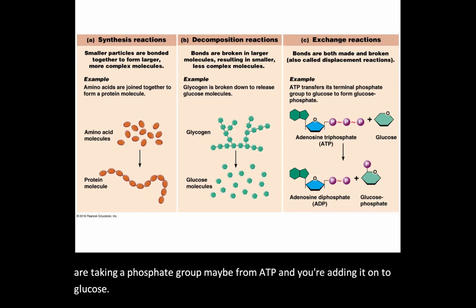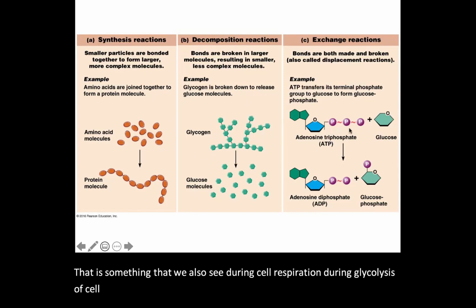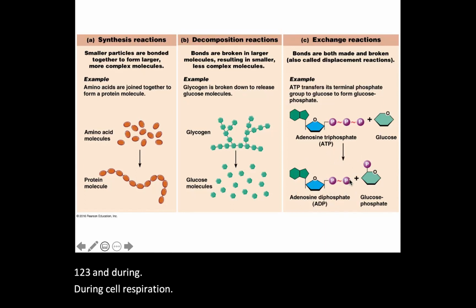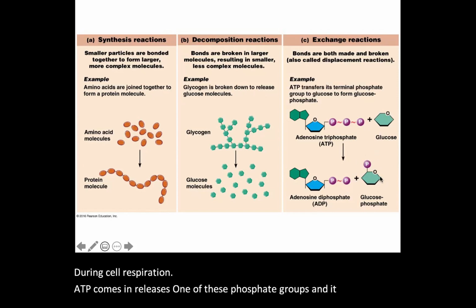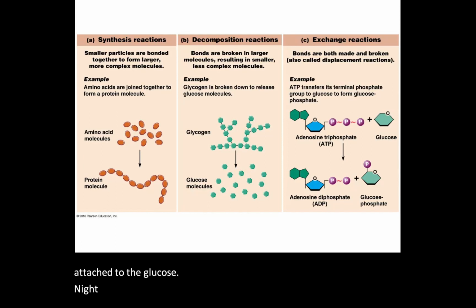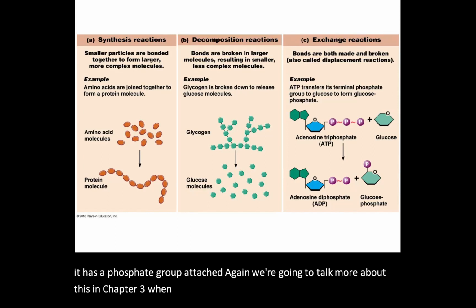That is something that we also see during glycolysis of cell respiration. Here's adenosine triphosphate, with 3 phosphate groups: 1, 2, 3. During cell respiration, ATP comes in, releases one of these phosphate groups, and it gets attached to the glucose. It's what we refer to as glucose phosphate because it has a phosphate group attached. We're going to talk more about this in chapter 3 when we get into cell respiration and cell processes.